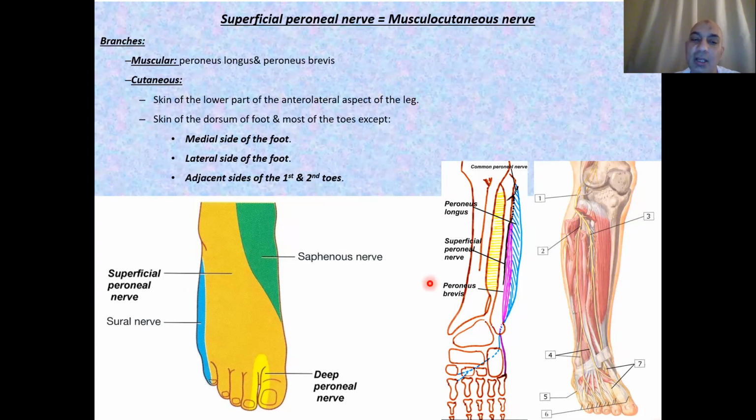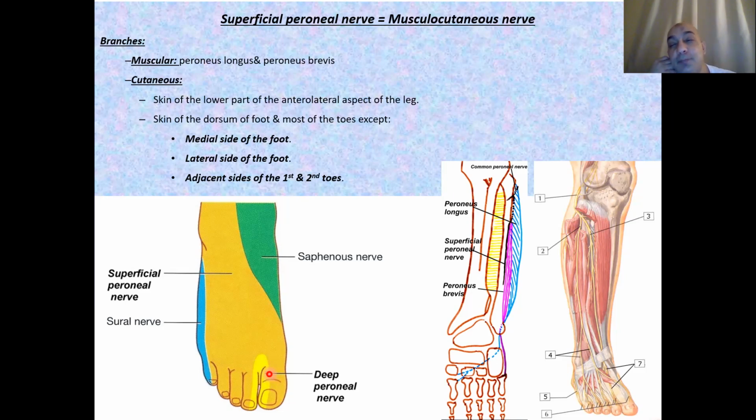In addition, it supplies the lower part of the anterolateral aspect of the leg and the skin of the dorsum of the foot, except the 3 regions. SS: this is the area medial for saphenous, this is the area lateral for sural, and this is the gap between the big toe and second toe for the deep peroneal nerve. So again, this is called the musculocutaneous.